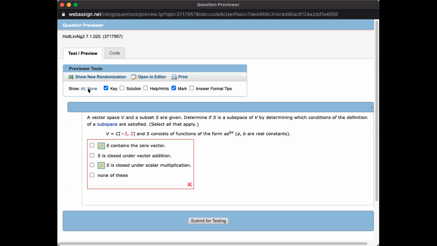S consists of functions of the form A times e to the bx, so A and B are real constants. So here the criterion for membership into our set is a little weird, okay? So I'm gonna maybe stop sharing and sort of think through this one. I'm gonna share it with the other screen, sorry.